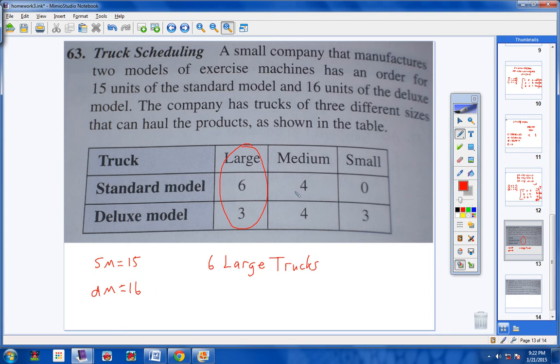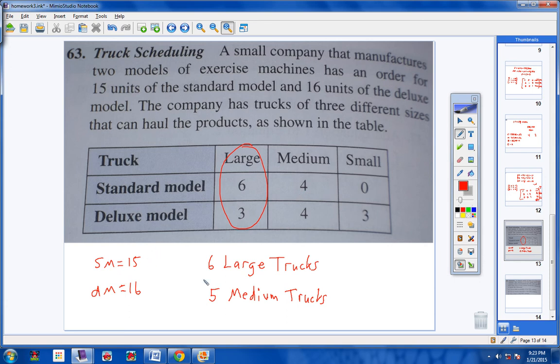Let's work with the medium trucks, okay? Let's say for medium, I would want probably 5 medium trucks would work. And by the way, you could also mix and match if you wanted to. You could have so many large and so many medium. I'm just going with one type. 5 mediums should do it, because 5 times 4 would give me space for 20 standard.